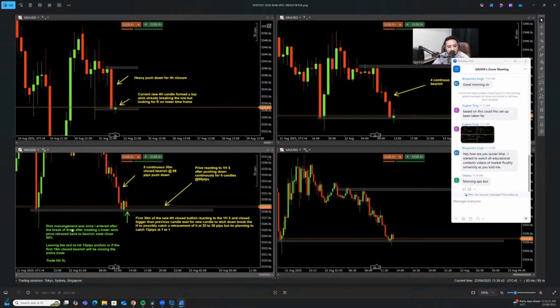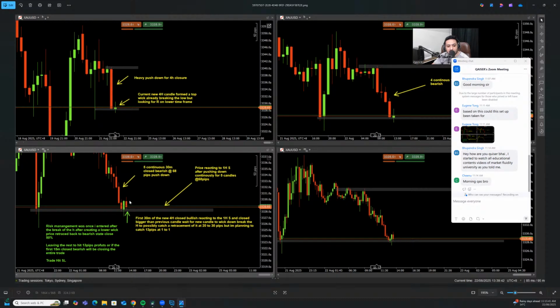Okay, risk management: once we enter after a break of the 1-hour after creating a lower wick, if price retraces back to bearish, close 50%. That's a very good risk management, leaving the rest to hit 13 pips. Or if the first 30-minute candle closes bearish, we close the entire trade. Yeah, that totally makes sense. Very nice risk management.